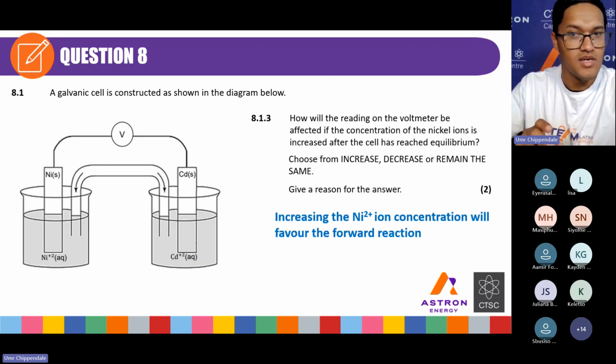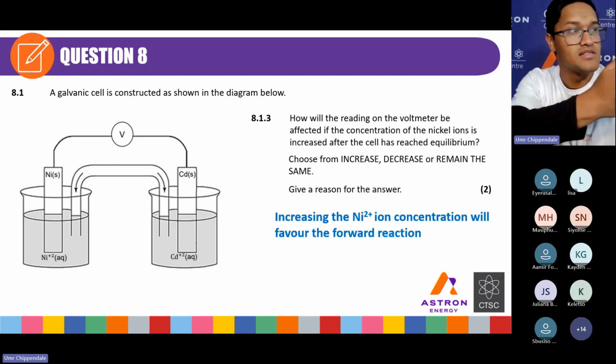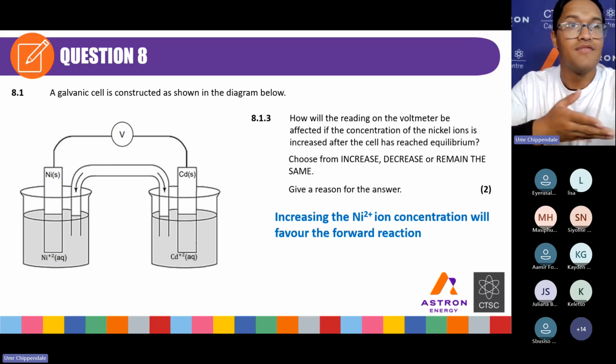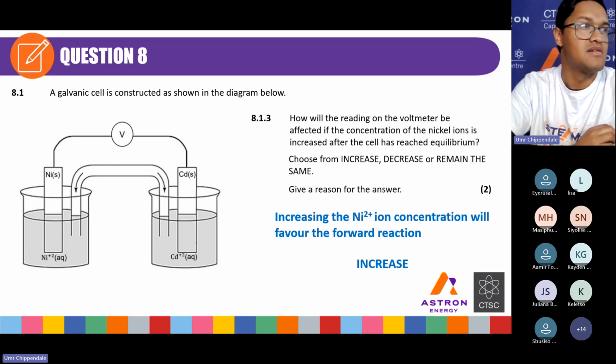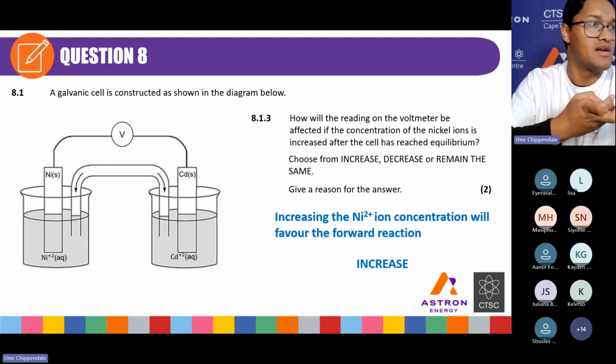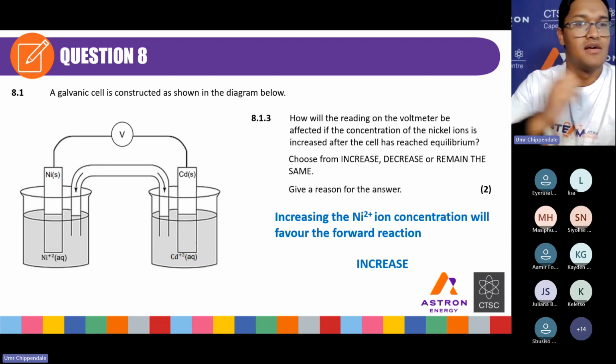Where reduction was occurring. So if that's the case, we can say that the increase in our nickel will now favor our forward reaction, and therefore we can say that the overall part would be increase, right? Because this is now gaining our electrons more, right? So we increase it like this instead.